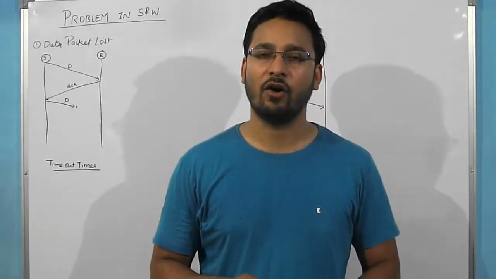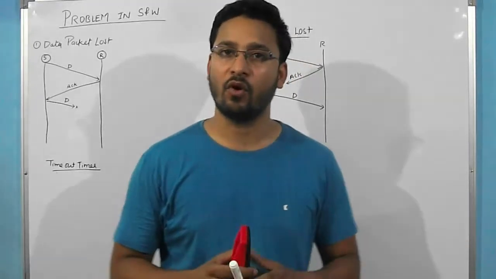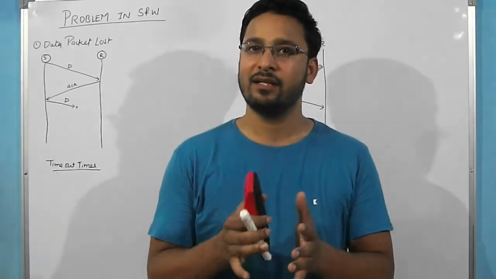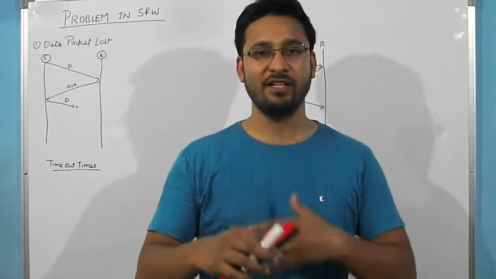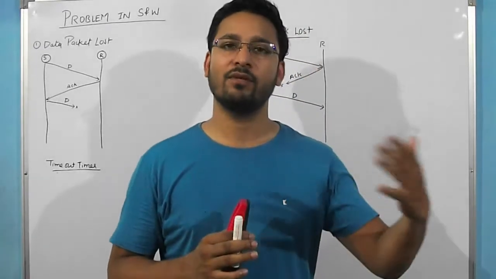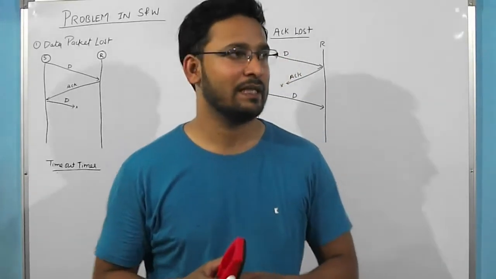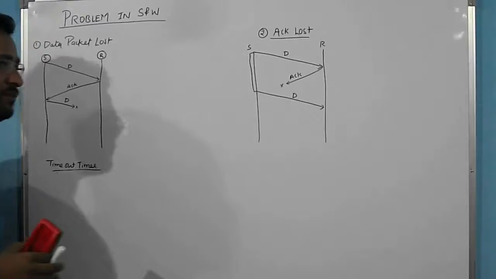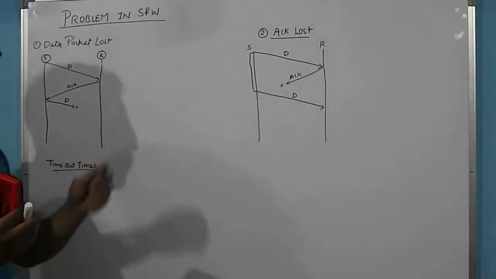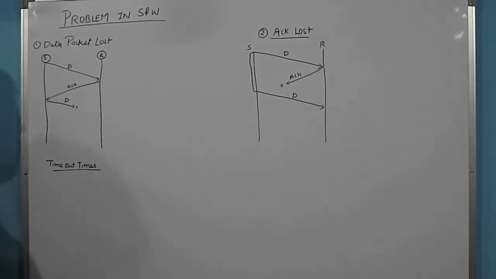Let's analyze all the problems in stop and wait protocol. Stop and wait protocol is a basic, initial and simplest protocol. When we resolve all the problems in stop and wait protocol, these problems will never occur in advanced protocols like sliding window protocol. Let's see all the problems one by one. There are three problems in stop and wait protocol. First problem is data packet lost.